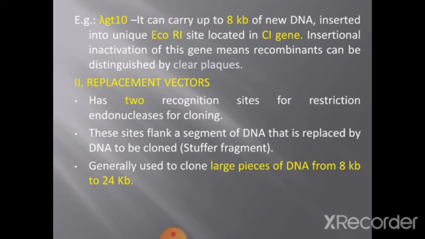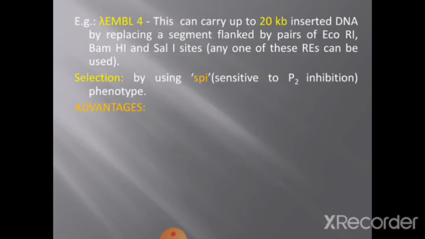Now, same thing, I have put the details here. Now, selection by using SPI. What exactly is it? Phages cannot infect Escherichia coli cells which are already infected or which already possess an integrated form of a related phage called P2.